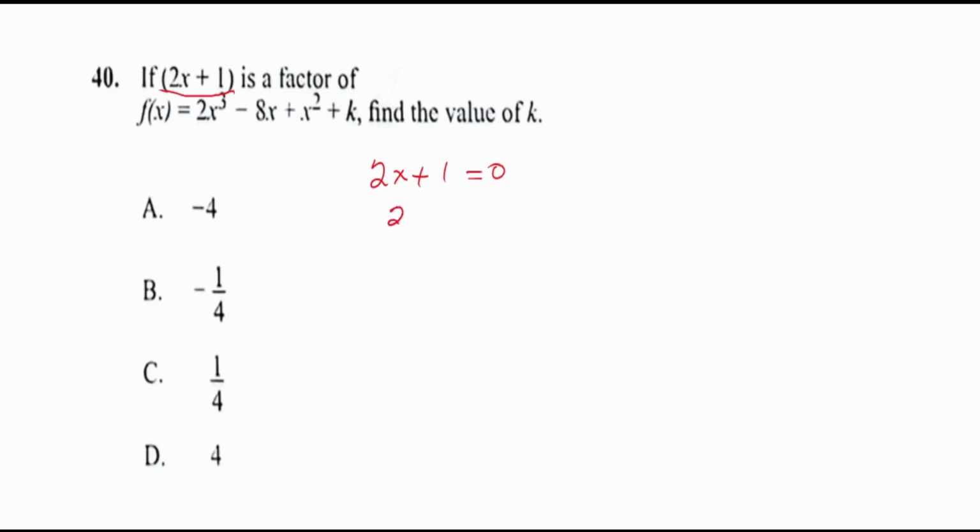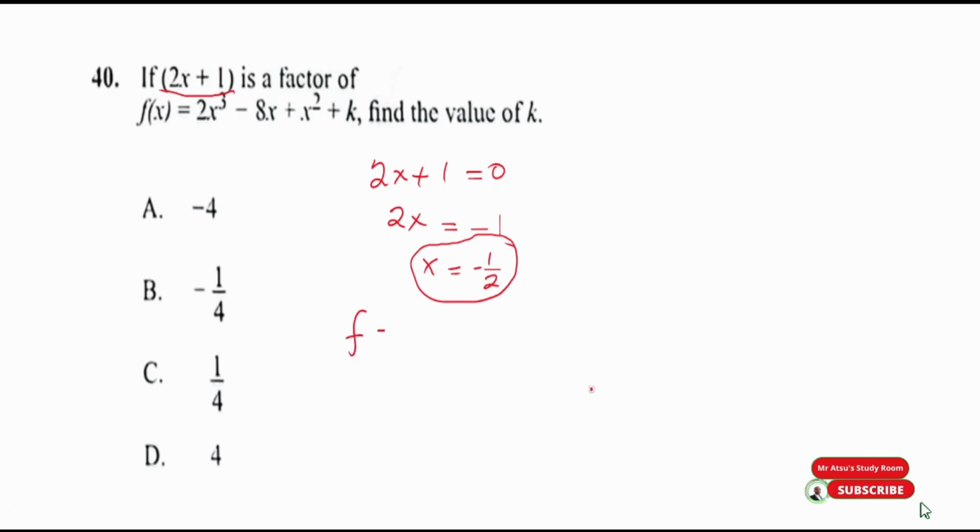And this is what I mean. 2x equal to -1, dividing both sides by 2, x equal to -1/2. This is a root or zero of f of x. So when we substitute -1/2 wherever we see x, the function should be equal to 0. Or in other words, f of -1/2 equal to 0. That's what it means if 2x plus 1 is a factor. And since we don't know the value of k, we substitute -1/2 into the equation and solve for k. That's what we're going to do.